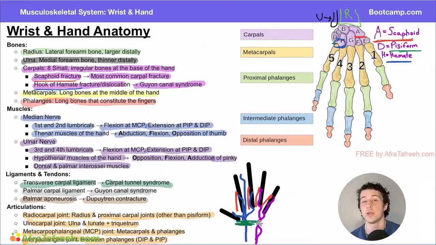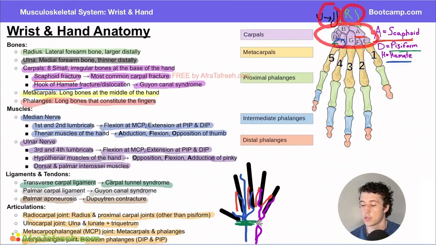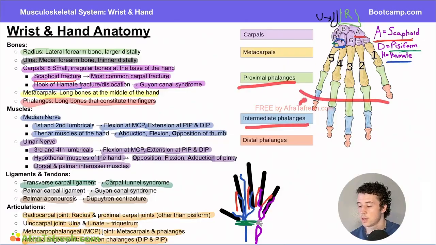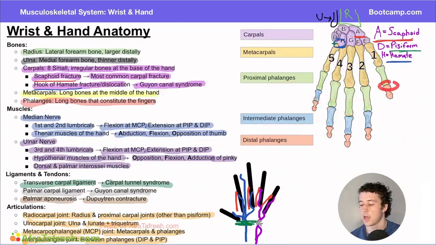All right, let's do a recap and then we'll do a quick practice question together. Starting proximally and moving distally, we'll have our radius and ulna move into our 8 carpal bones, and then we'll have our metacarpals moving into our proximal phalanges, our intermediate phalanges in all except the thumb, and we will have our distal phalanges at the end of every digit.